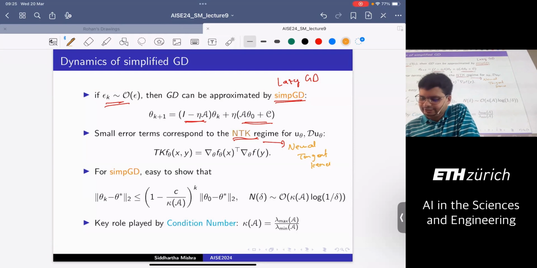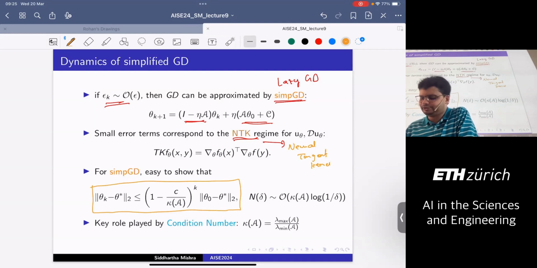In that particular case, this is a very simple matrix equation. So you can just do some algebra and you get this expression here. And this expression tells us the speed of convergence. There is convergence because these quantities are less than 1 in some sense. This condition number is always greater than 1, so this quantity is less than 1. But depending on how close this is to 1, you will have different rates of convergence.